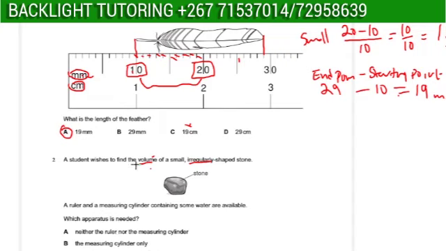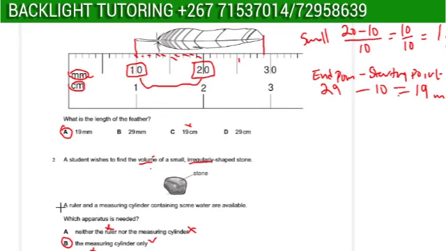They are asking which apparatus is needed. We are going to look at this. It says neither ruler nor the measuring cylinder. We don't need a ruler, so this will be wrong. The measuring cylinder only, this one is correct. Whenever you see the ruler, it's not used to measure an irregular shape. So B is the best answer.